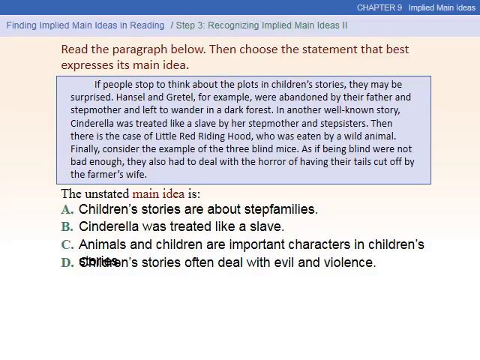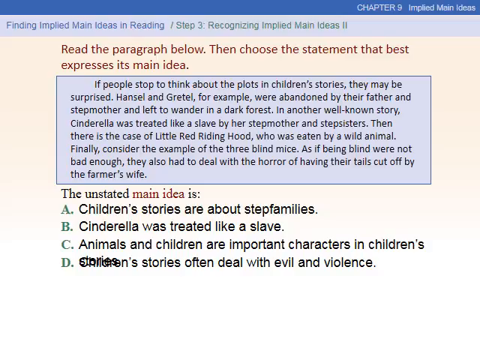So let's look at A. Children's stories are about step families. Well, in two of the stories, yeah. In Hansel and Gretel, there's a stepmother, and with Cinderella, there's also a stepmother. But with Little Red Riding Hood and the three blind mice, there's no stepmother, so that can't be the answer. B says Cinderella was treated like a slave. Well, that's true, but that's only talking about one story.